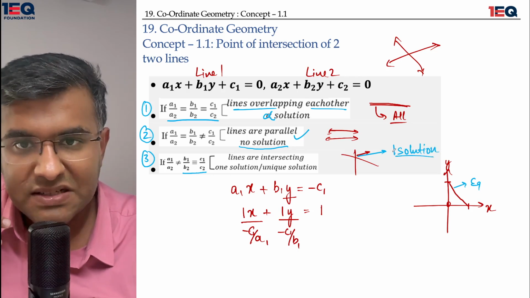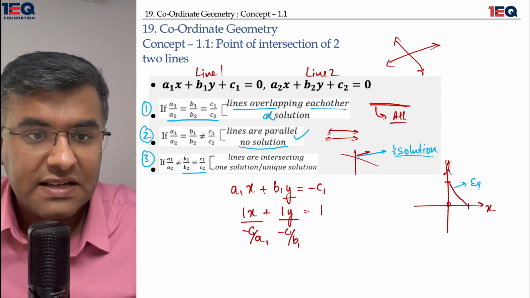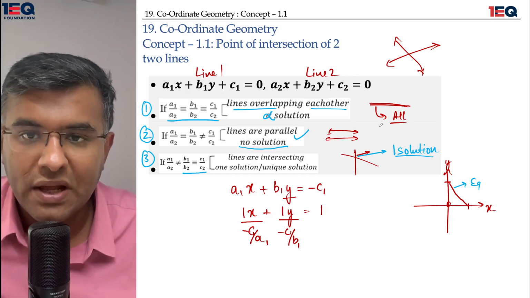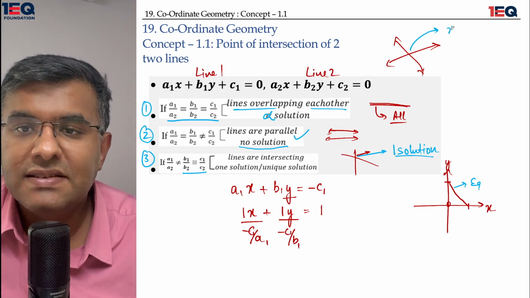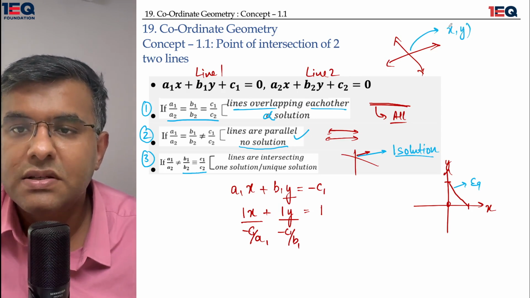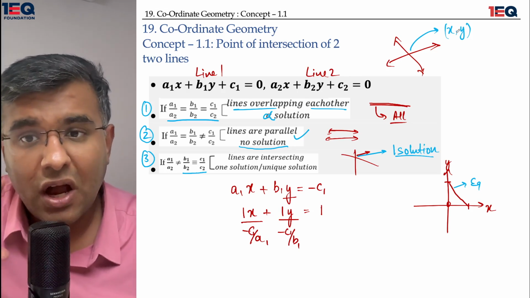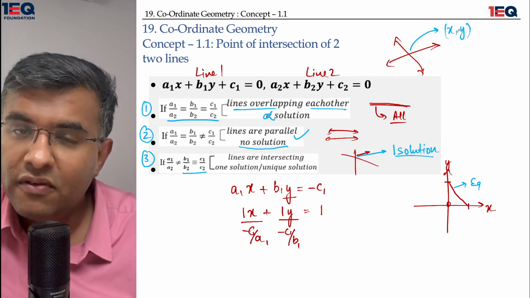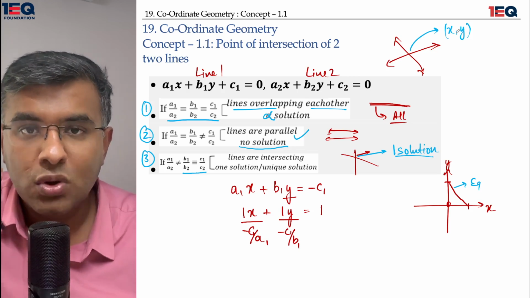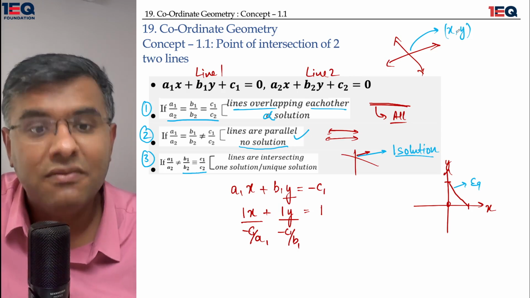In one of the previous slides, I taught you how to find the solution of two lines. When I say I'm trying to find the solution of two lines, that means I'm trying to find the x and y coordinates of the point where they meet up. So the solution of two lines together is the point where they are meeting, which would be some x coordinate and some y coordinate.